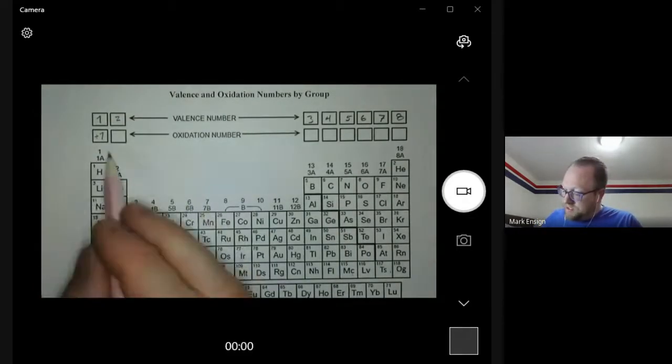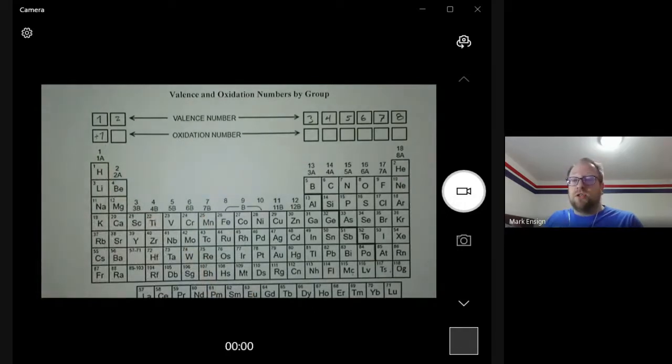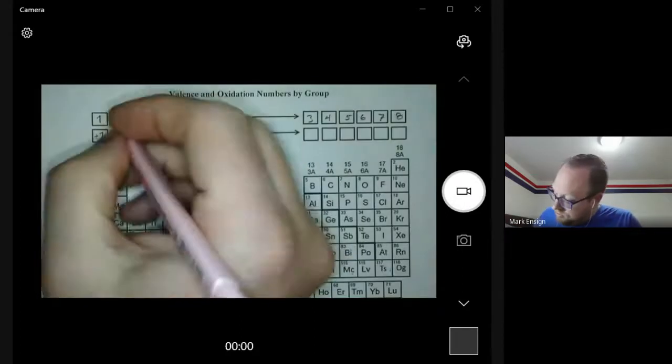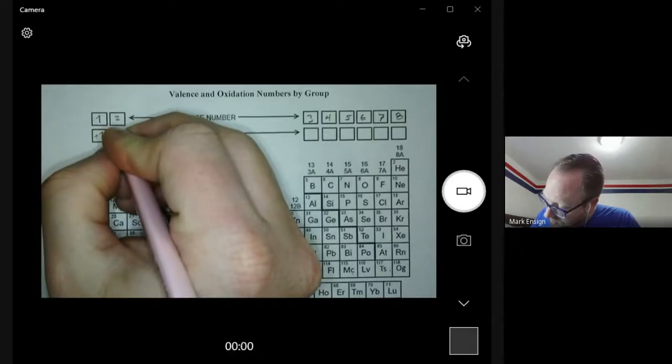This group over here, exactly the same. It's easier to lose 2 than it is to gain 5. So this is going to be positive 2.